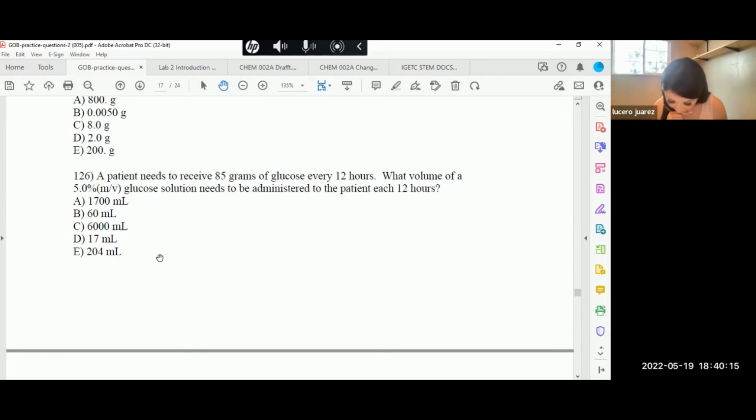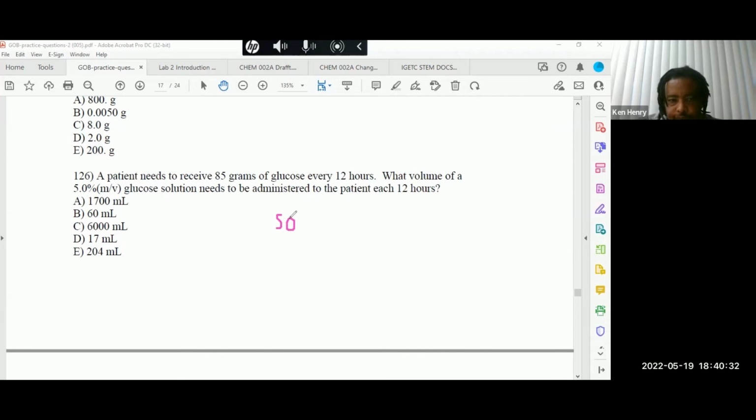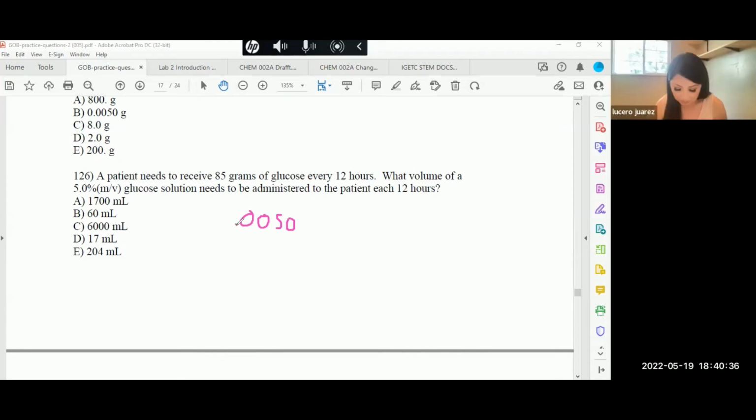I would do, so we need to get to milliliters. So first I would convert the percentage to the decimal. So 0.05. Yep. And from 85 grams, I need to convert it to milliliters.